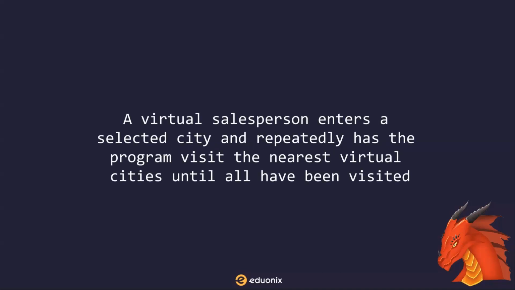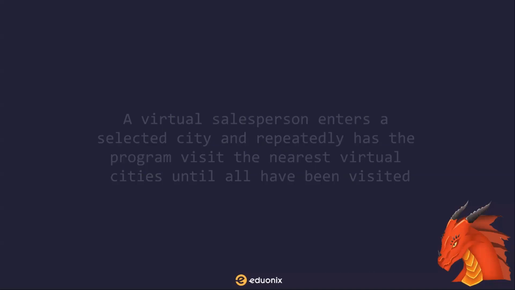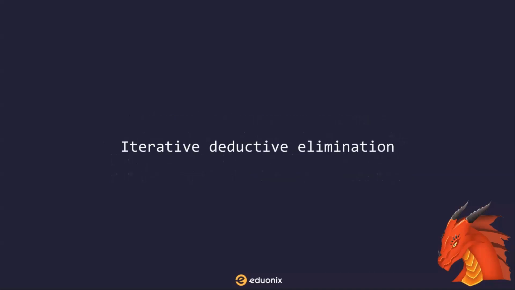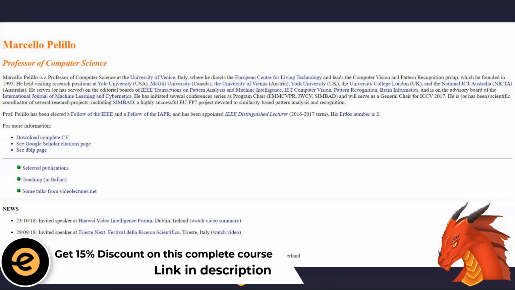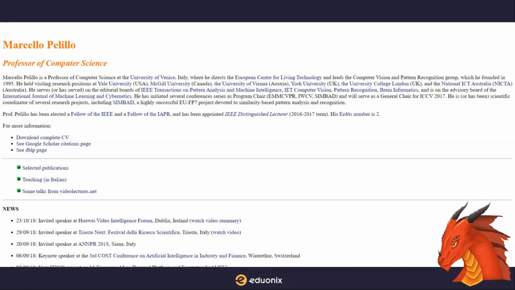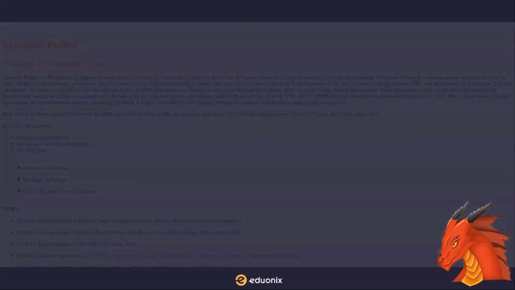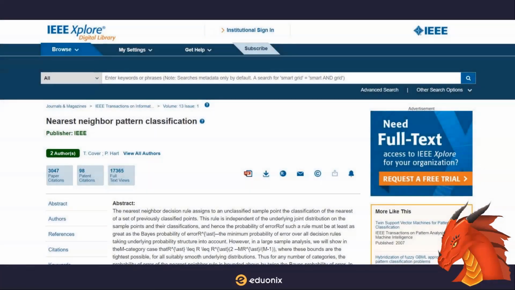Using it, a virtual salesperson enters a selected city and repeatedly has the program visit the nearest virtual cities until all have been visited. The method is clearly based on a simple idea of iterative deductive elimination. The credit for having invented the nearest neighbor rule has been given to Marcello Pelillo. In return, he himself credited the famous Cover and Hart paper of 1967.